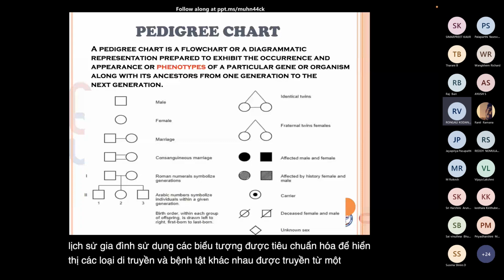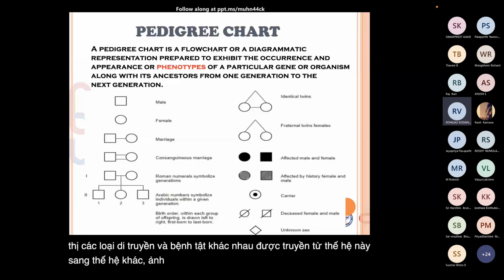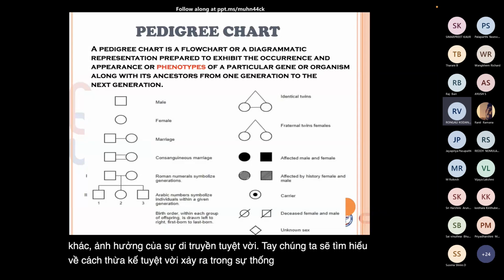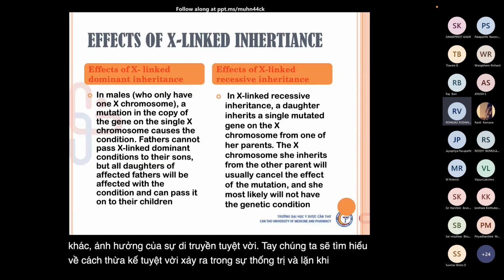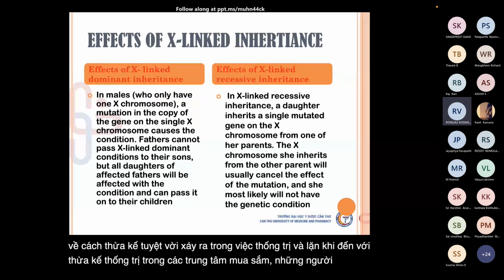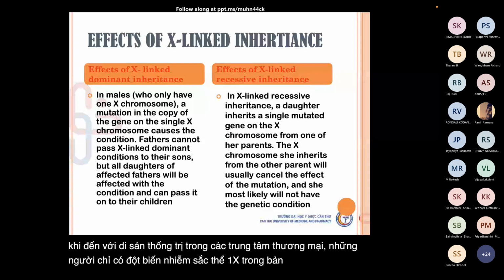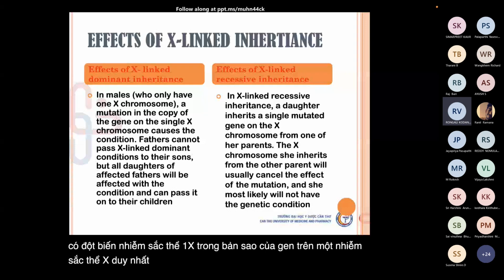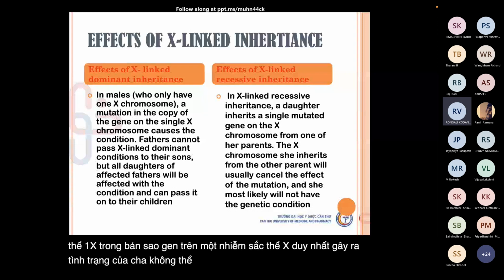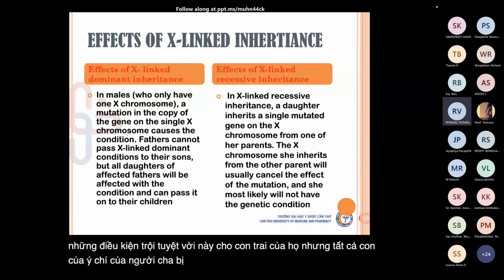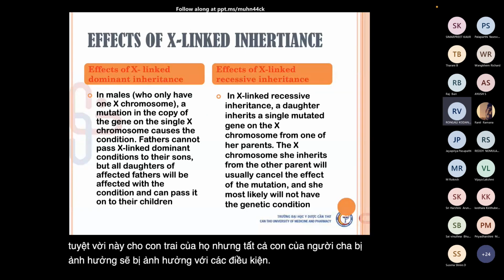Next, we are going to learn about how X-linked inheritance happens in dominant and recessive forms. In dominant inheritance, in males who only have one X chromosome, a mutation in the copy of the gene on the single X chromosome causes the condition. Fathers cannot pass these X-linked dominant conditions to their sons, but all daughters of affected fathers will be affected with the condition and can pass it on to their children.